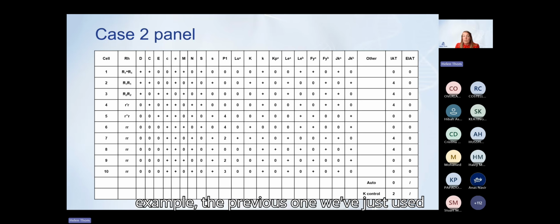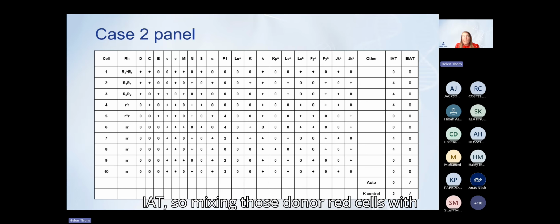So say, for example, the previous one we've just used, we'd want ABO, D and K compatible. So that would be matching the ABO and D and K, which would most likely be K negative for that patient. But cross-match compatible by IAT is when you then perform a cross-match. Because this patient has an antibody, you would have to perform a physical cross-match. It's not suitable for electronic issue.